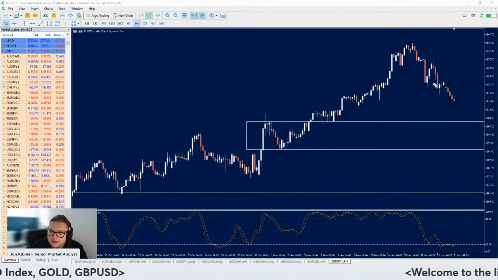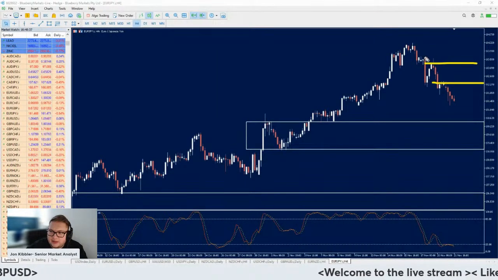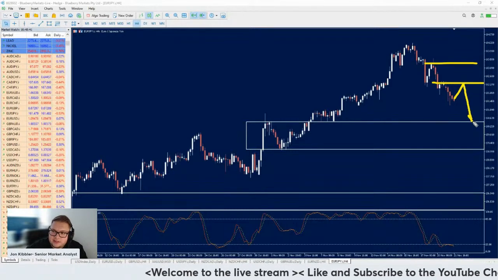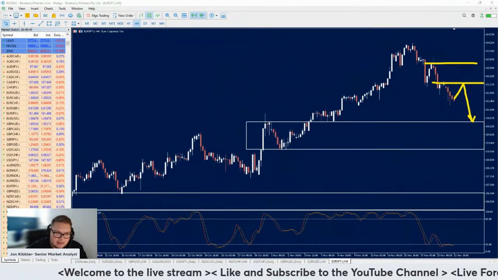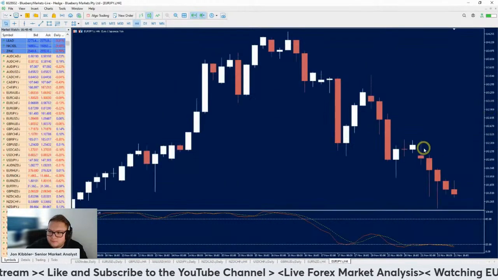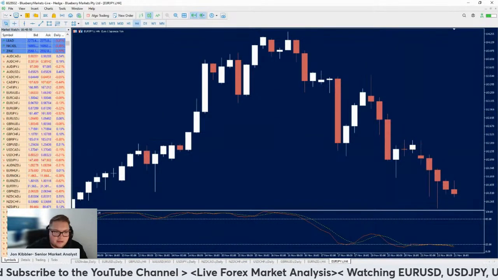So what I'll be looking for now is areas where selling took place, and I'll be looking to see if price comes into those areas. Do sellers try and jump back onto the market again? So for me, looking at euro yen here right now, I'd be looking at these areas here.